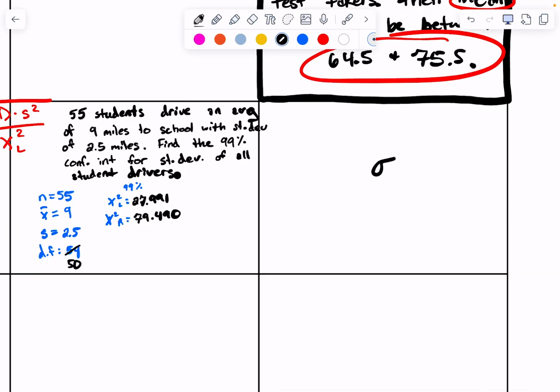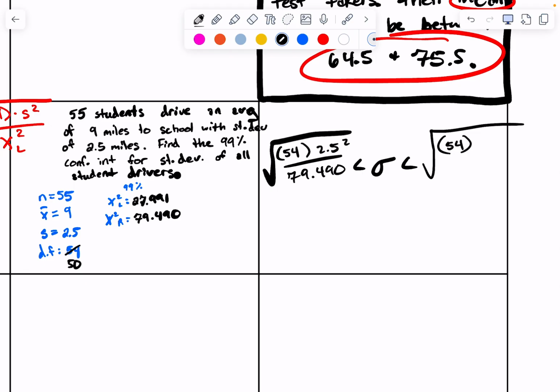This is n minus 1. What's n minus 1, by the way? Do we use 50 or 55? 50. Wait, so what's the n minus 1? N minus 1, so 54, times S, which is 2.5 squared, over 79.490. This one, 54 times 2.5 squared over 27.991. And that is all.